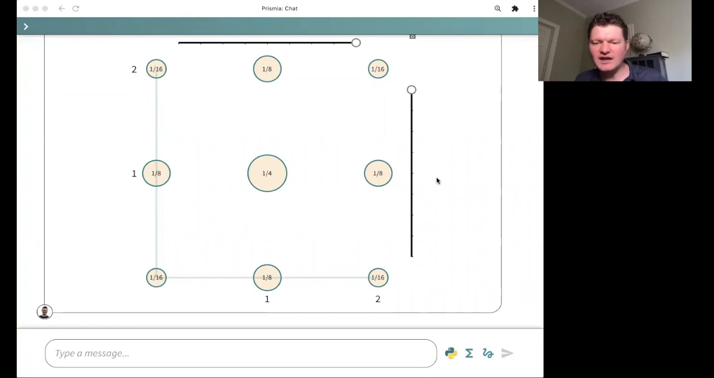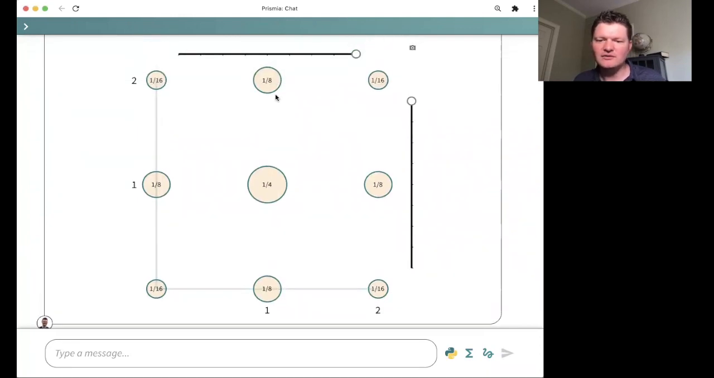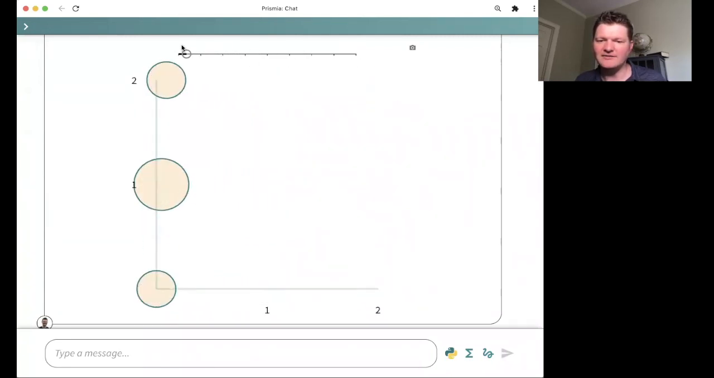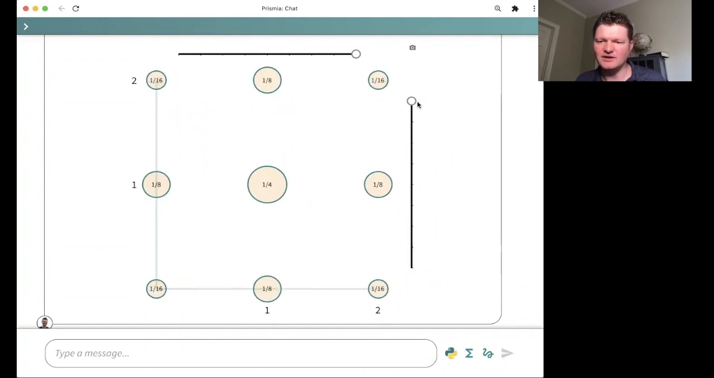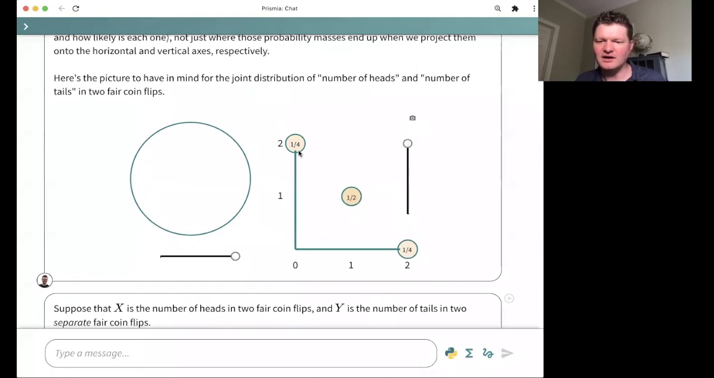So these two mathlets together, I really want you to hold them in your head as polar opposites for how joint distributions can look. So in this situation, the two random variables have nothing to do with one another since they pertain to separate coin flips. We'll say that they're independent. We'll talk about that idea in a little bit. But for now, just notice that the masses are more spread out somehow. And we get a marginal distribution by having to add up the masses as we project down to the axis. And in this other situation, the masses are concentrated along a line.